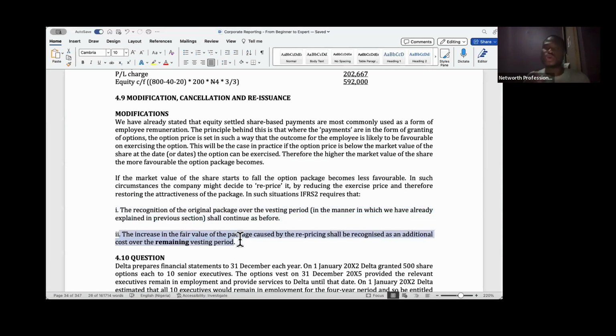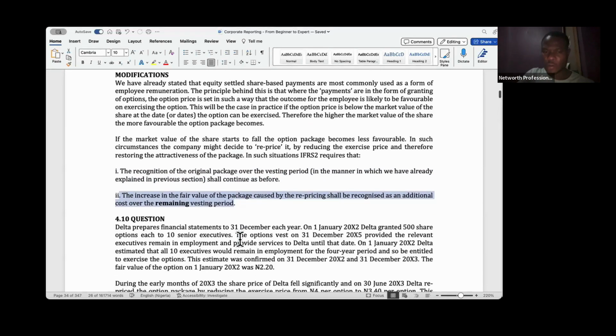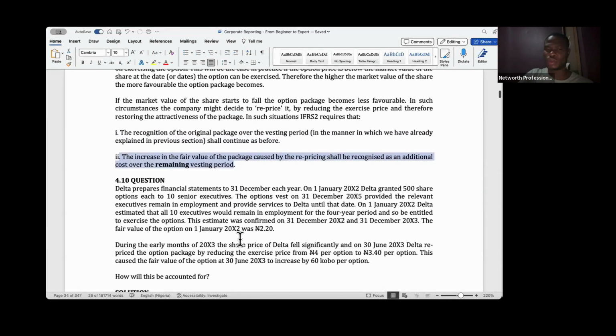So that also now becomes an additional cost to the company because the valuation of the share option package has been increased because of the repricing. Now, let's look at this question so that you would see what I'm saying practically. This question states that Delta prepares financial statements to 31st December each year. And I said on 1st January 2002, that Delta granted 500 share options each to 10 senior executives.